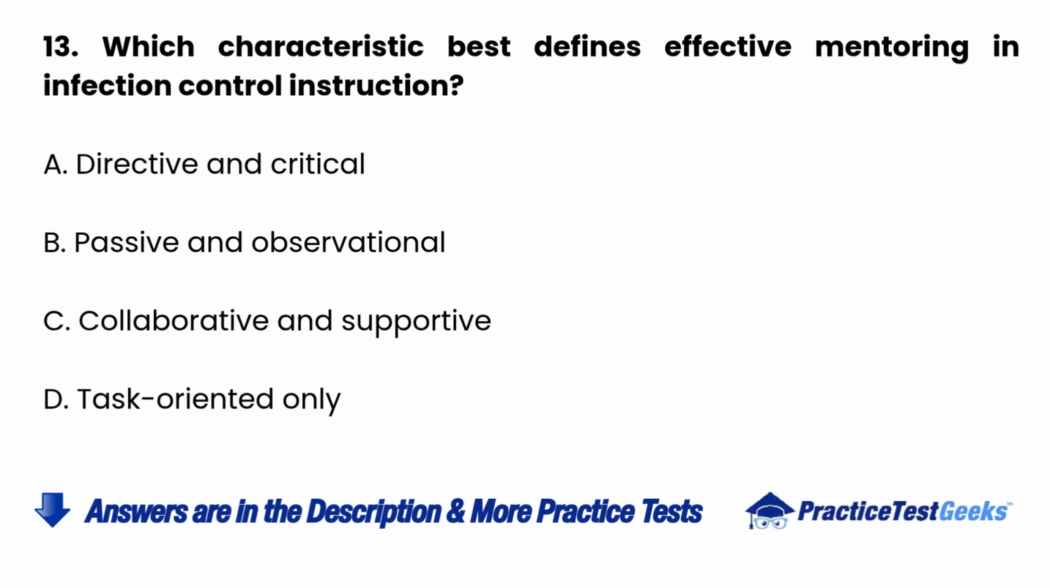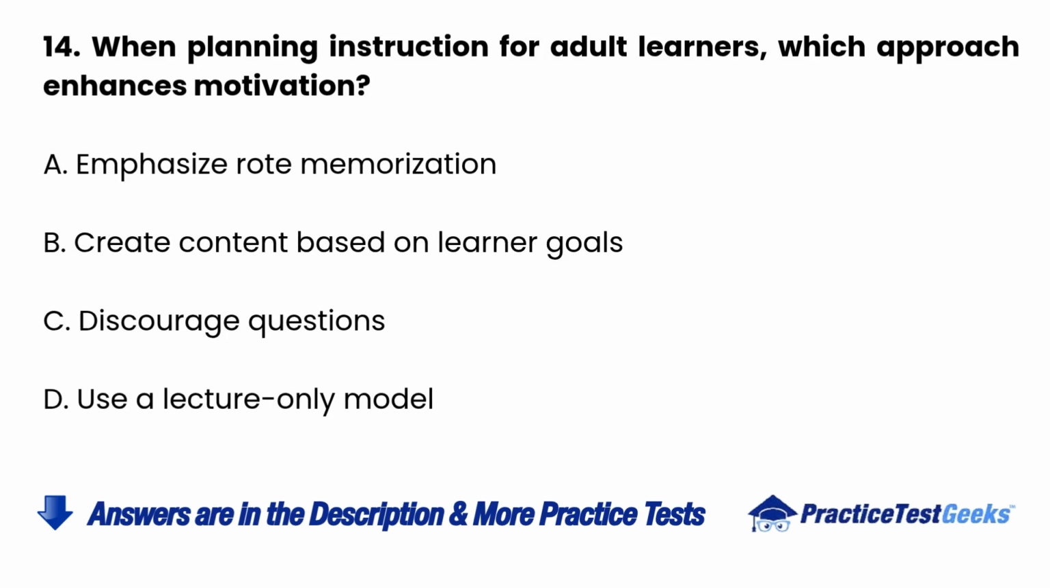A. Directive and critical. B. Passive and observational. C. Collaborative and supportive. D. Task-oriented only. 14. When planning instruction for adult learners, which approach enhances motivation?